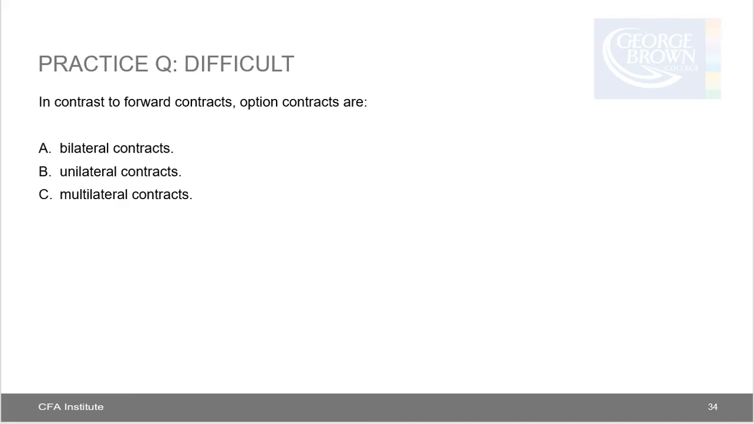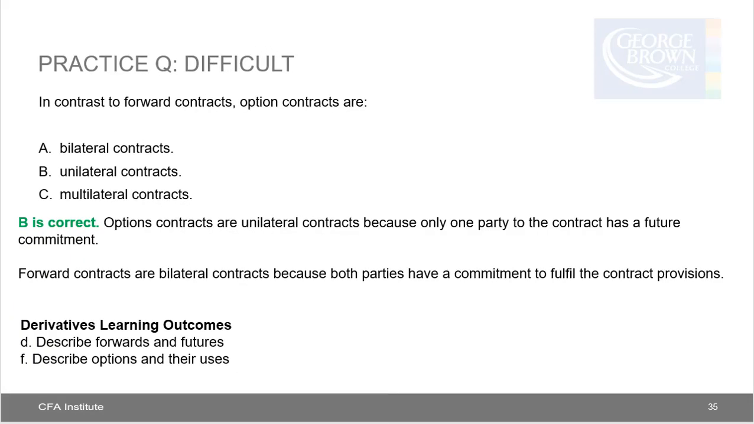So one last quick practice question from the learning ecosystem, and I put this one in just to show you the importance that it really is an English language test, subject derivatives in this case, okay? So the question is, in contrast to forward contracts, option contracts are: A, bilateral contracts; B, unilateral contracts; or C, multilateral contracts. The correct answer is B.